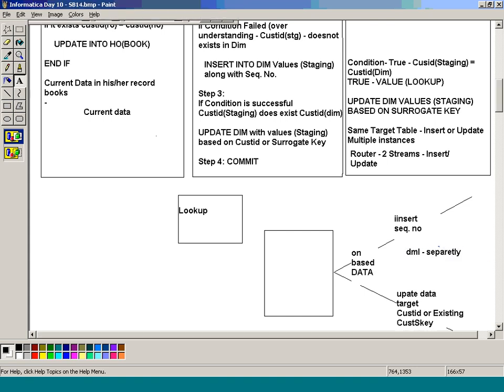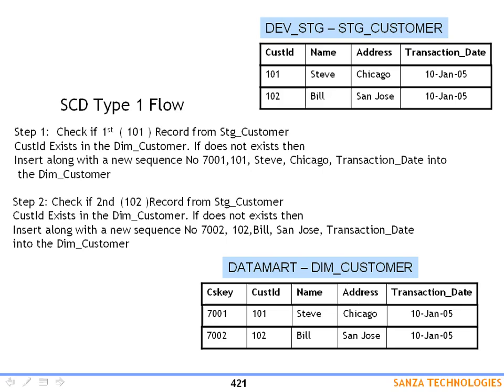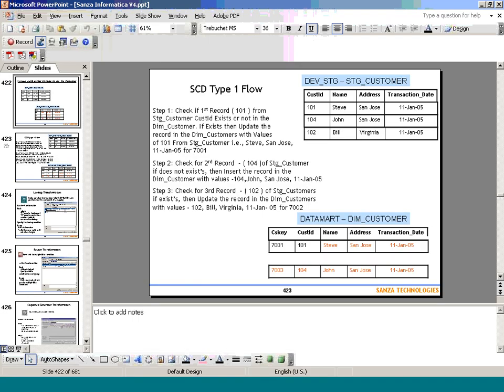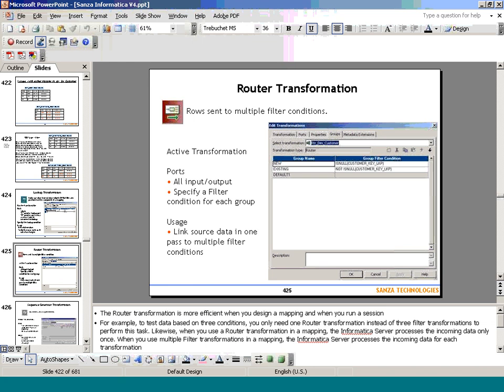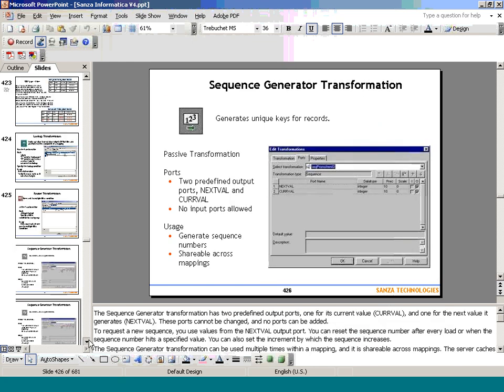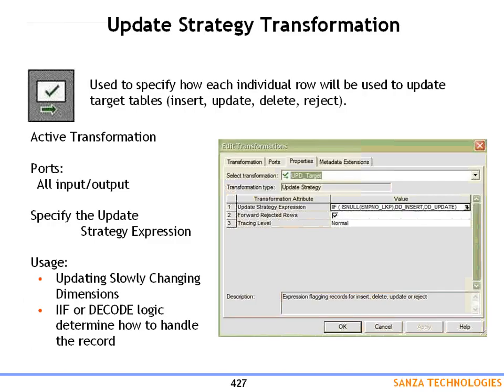For that, Informatica provides you with a transformation called update strategy transformation. The purpose of update strategy transformation is to either insert the data into the target table, or update the data into the target table, or delete the data from the target table, or reject the data. Means before loading the data into the target table, based on some condition you want to filter it out. You want to delete, do not want to load the data based on some condition. You can use update strategy transformation.